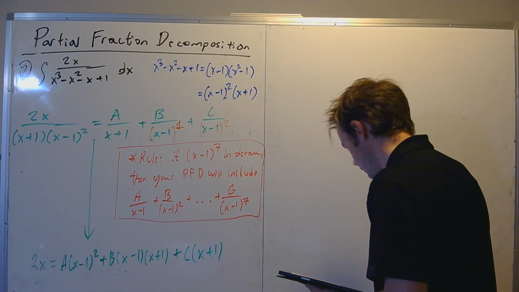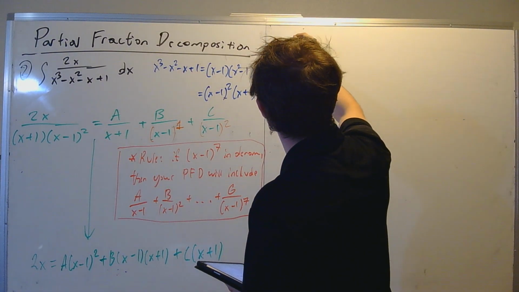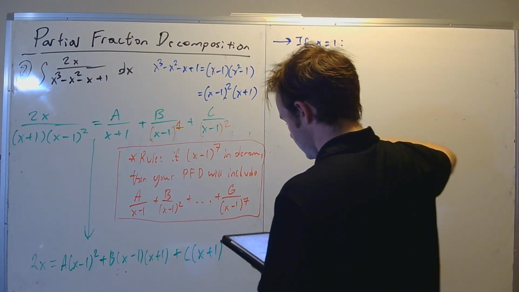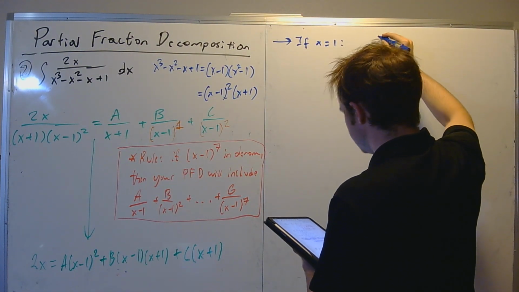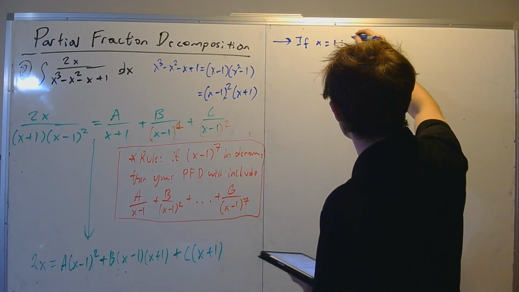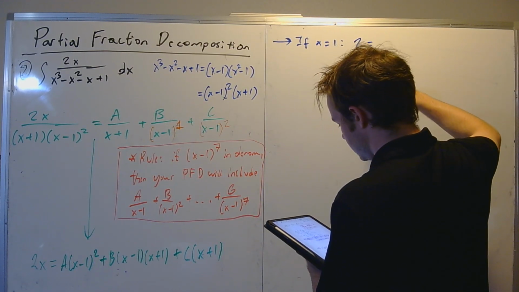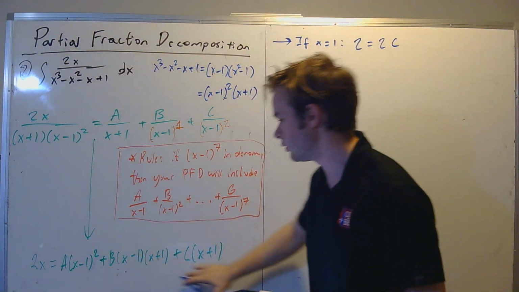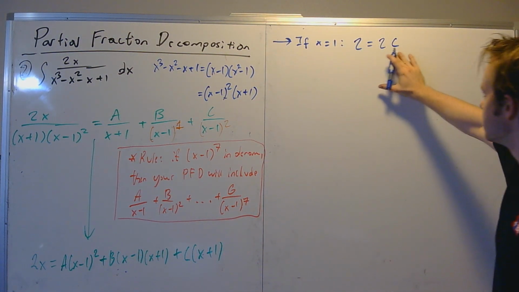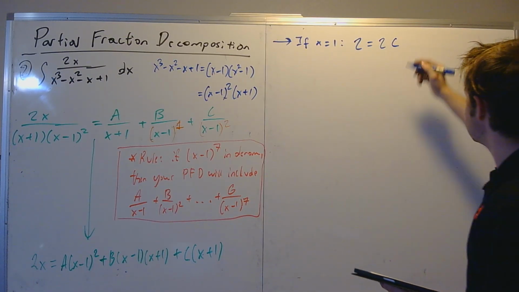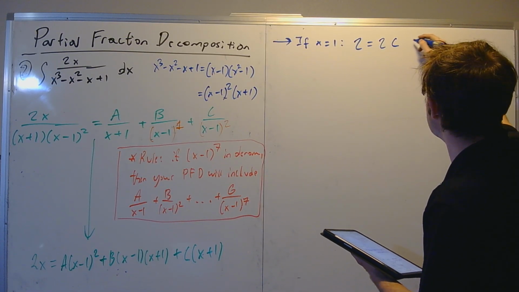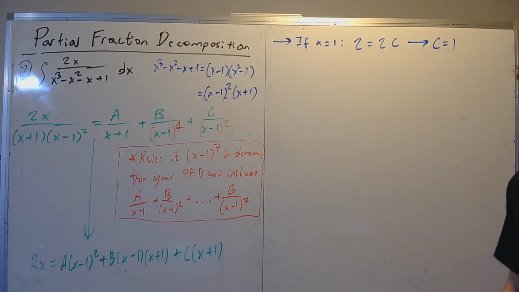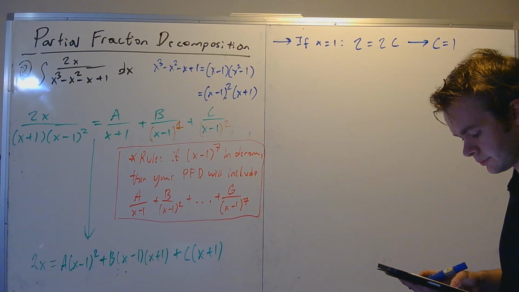So let's say if x equals 1, then if you plug in x equals 1 everywhere here, you're going to get 2 equals 2 times c. This is the equation that you're going to get. And that means that c is equal to 1. So we've already solved for one of our variables.